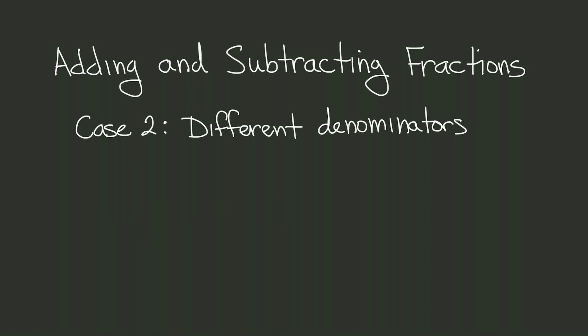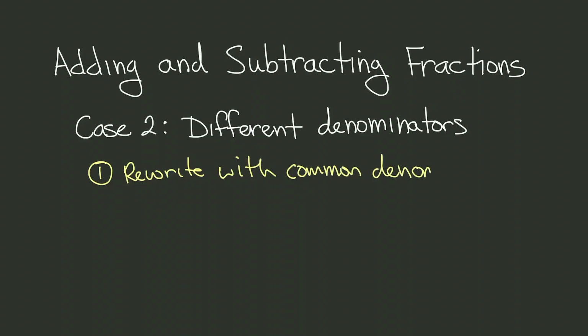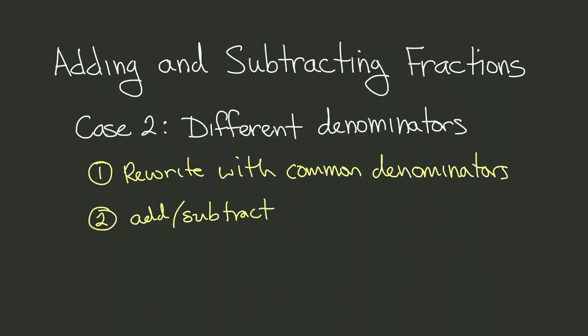When adding and subtracting fractions, the second case is when we have different denominators. And this case takes a little bit more work because the first thing that we need to do is rewrite with common denominators. Now, once we do that, then again we can add or subtract across the top, the numerators. And then, as always, we're going to have the possibility that we need to simplify.